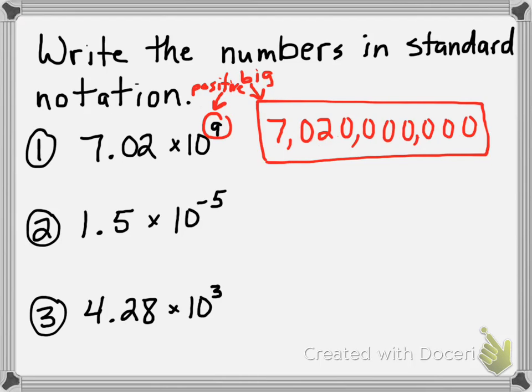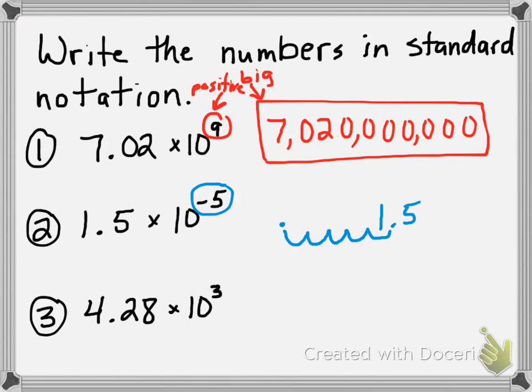Alright, so now looking at number 2. Again, I look at the exponent. It tells me I need to move it 5 places. I need to move the decimal 5 places. So I'm going to rewrite my number, 1.5. Now, this time, I have a negative exponent. That means I should get a small number. Well, if I move it to the right like I did on number 1, I'm going to get a big number. So I know I need to move it to the left. So I'm going to move it to the left 5 places. 1, 2, 3, 4, 5. And there's where the decimal goes.